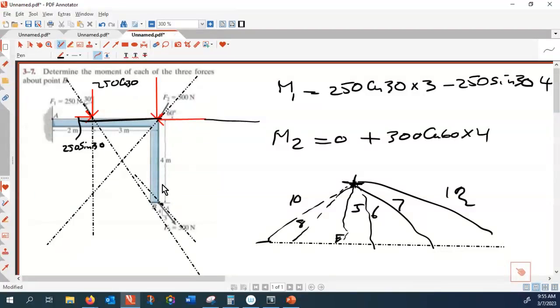What is the shortest distance between this point and the line? You have to draw a normal from here to that line. And if you draw the normal, it is 4 meters. With this force, point of rotation A. So that's the line, this is the point. What is the shortest distance? You have to draw a normal from here to there. That's 2 plus 3, that's 5 meters.